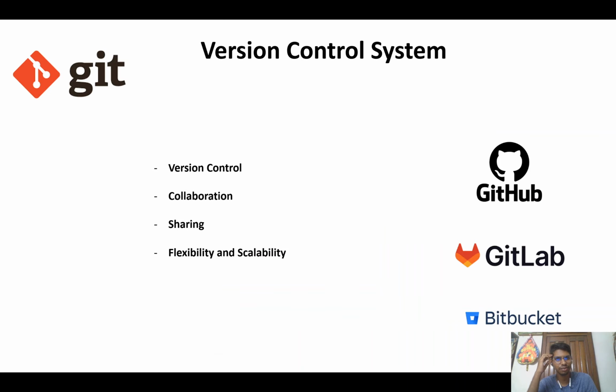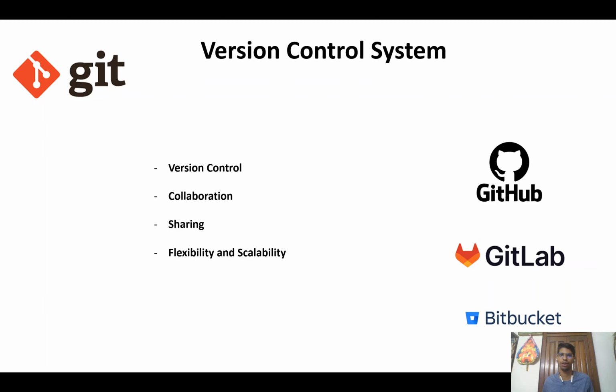We need a version control system. What is a version control system? Git is a VCS tool, a version control system tool, by which you can manage the code efficiently. It makes it easy for multiple people to work together on the same project.